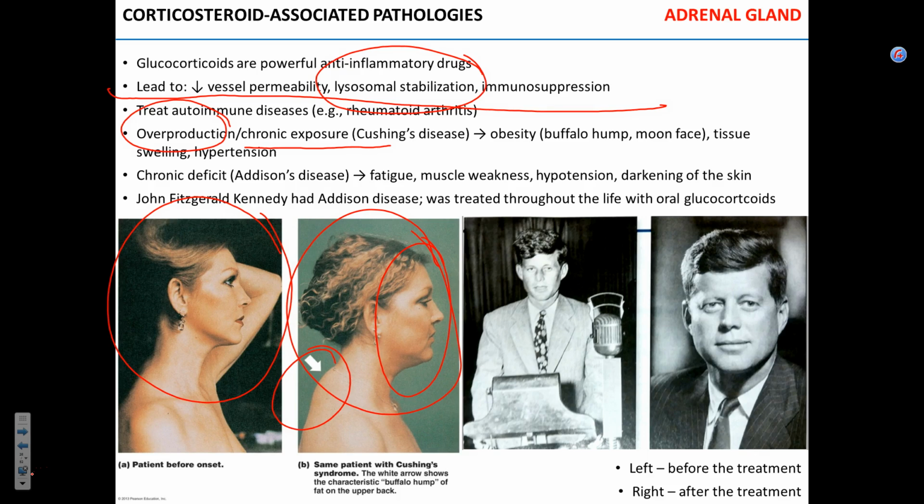Okay. Another condition is Addison's disease. It's a genetic condition characterized by a chronic deficit of specifically glucocorticoids. Fatigue, darkened skin, low blood pressure, and John Fitzgerald Kennedy actually had Addison's, and his appearance changed completely after he started taking glucocorticoids. See the difference? Please know this, future pathologists, where they come from.